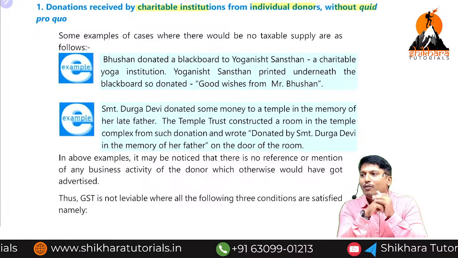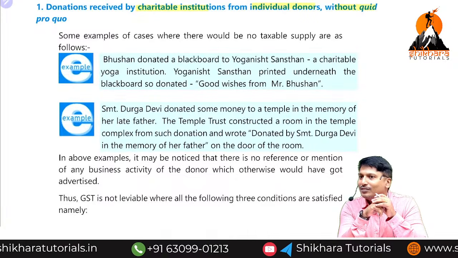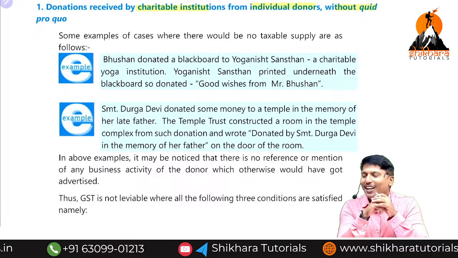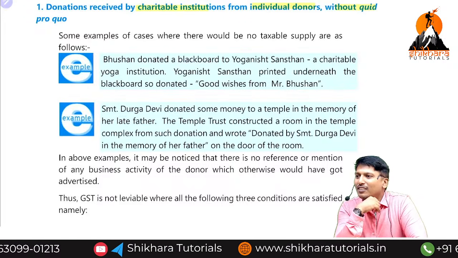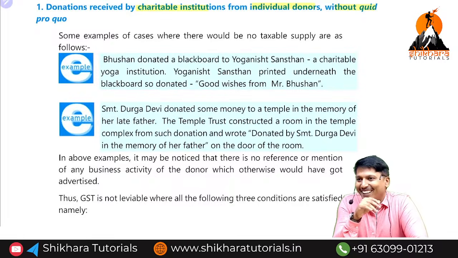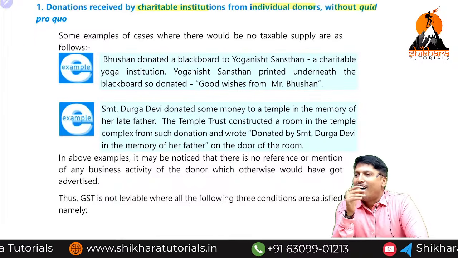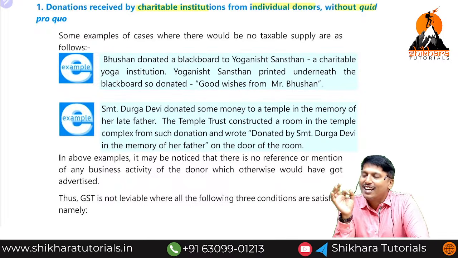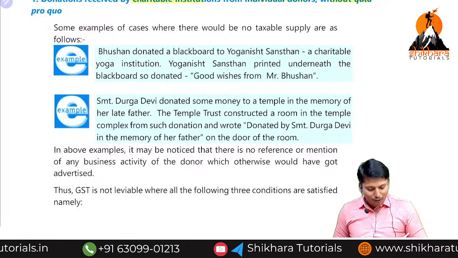Now I go to the Lord Vishnu temple and I give rupees 10 lakhs to renovate the temple. Then I put a name board on it: Renovated by CA Mithun Reddy. Is there any business activity? Am I expecting anything? God will give a boon or blessing, that is a common thing. But if I give a donation to a temple asking the priest to renovate it, is it considered a consideration or not? Not a consideration.